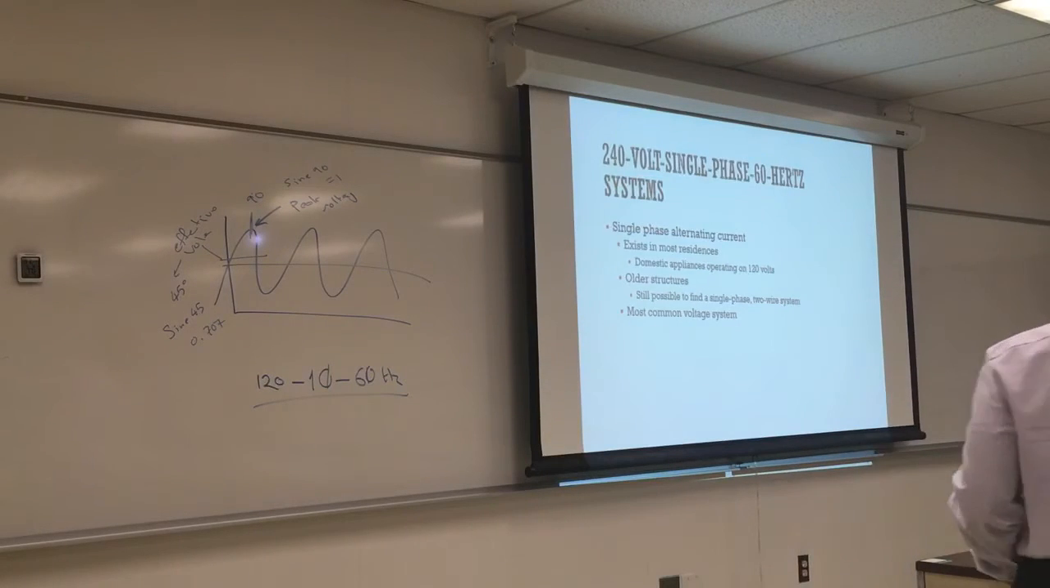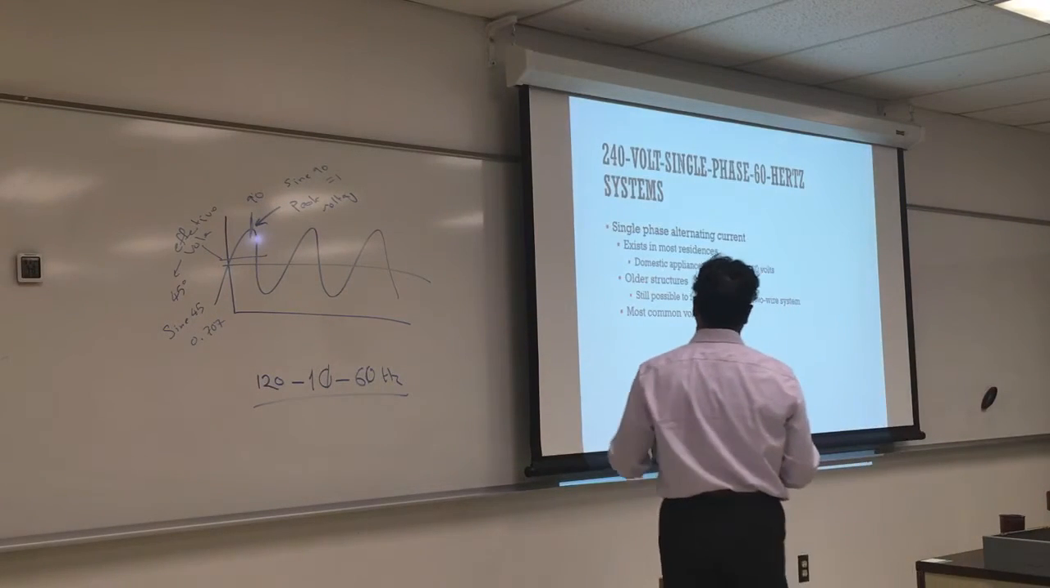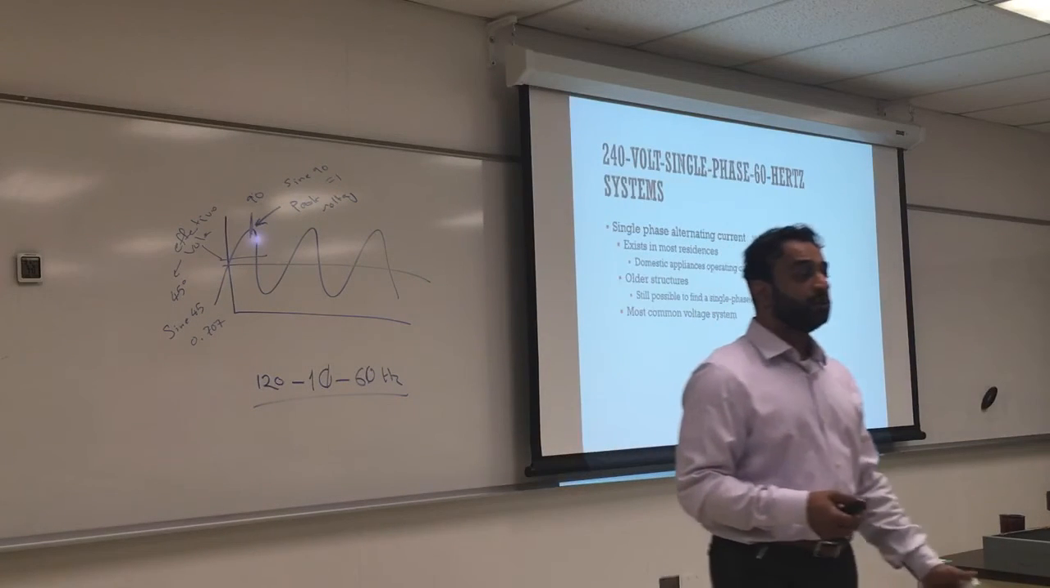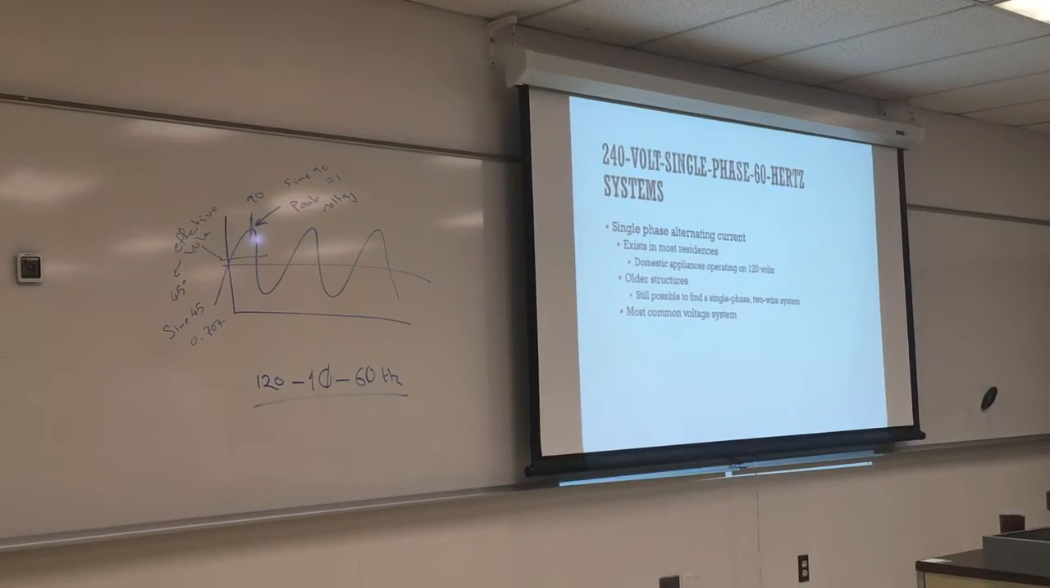So if we look here, we have single phase alternating current. It exists in most residences. Domestic appliances use 120. What equipment uses 120? What about a boiler? That's 120. What do you think will use 240? Air conditioner. Dryers? Washing machine. Ovens? Washing machines, no. The dryer only. Yeah. How would you know?